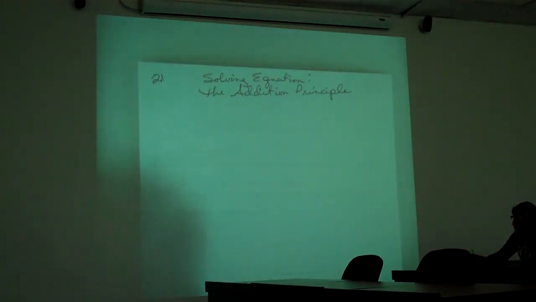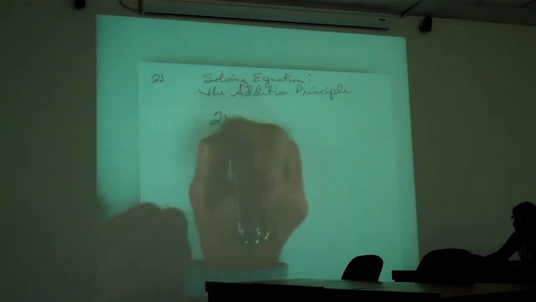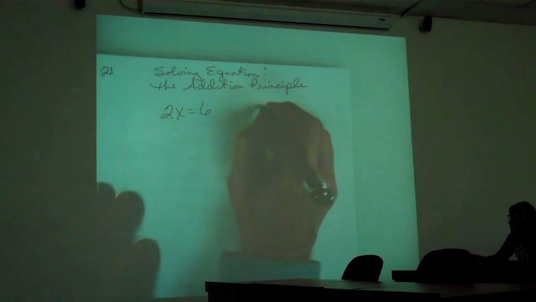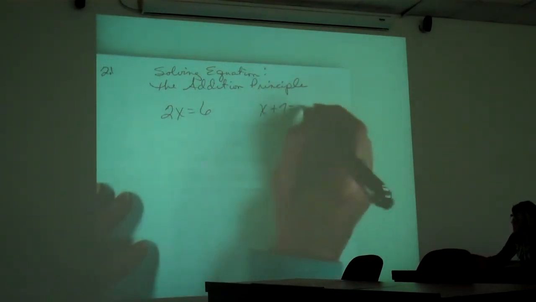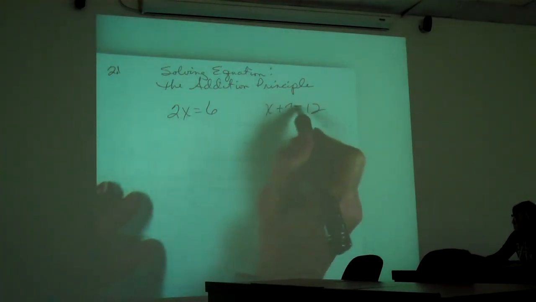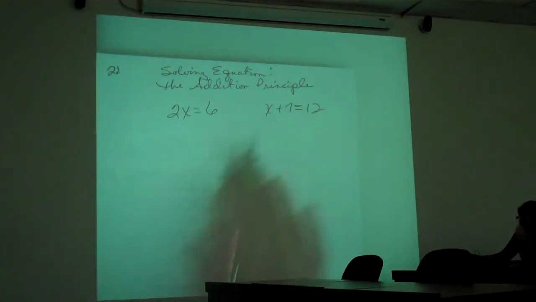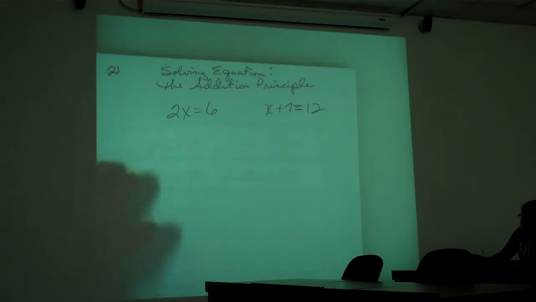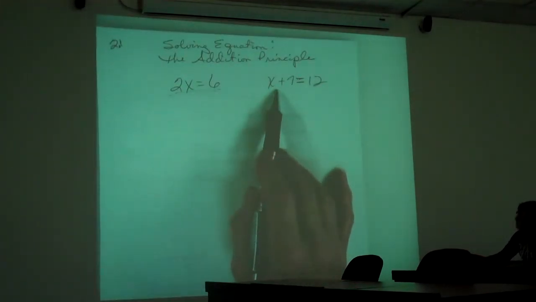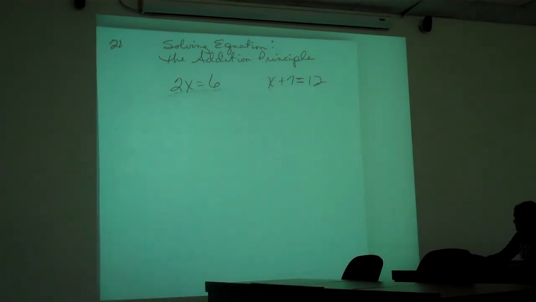An equation is where you have like 2x equals 6, something like that, or x plus 7 equals 12. An equation has an equals in it, and it has a variable, so you have to solve for the variable. We're not doing these till we get to 2.2. If it has a plus, that's the kind we're doing in 2.1.